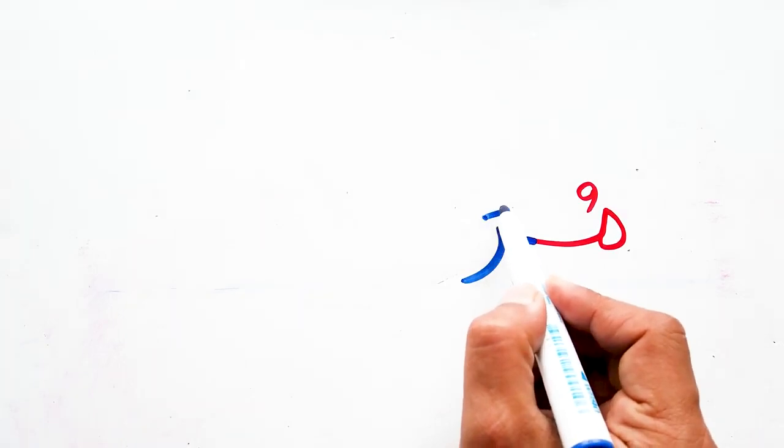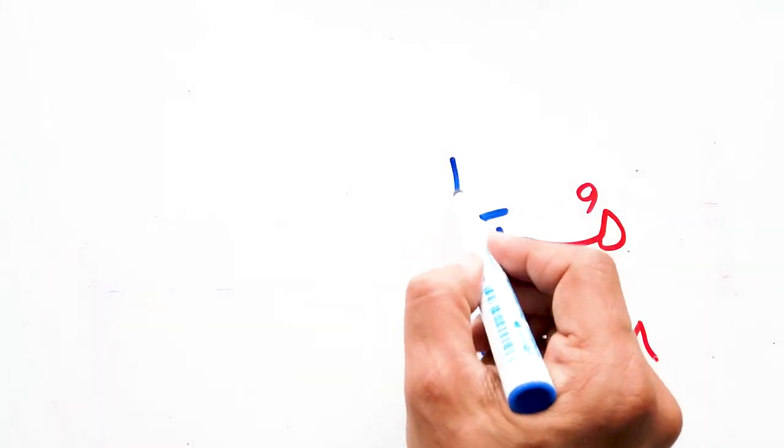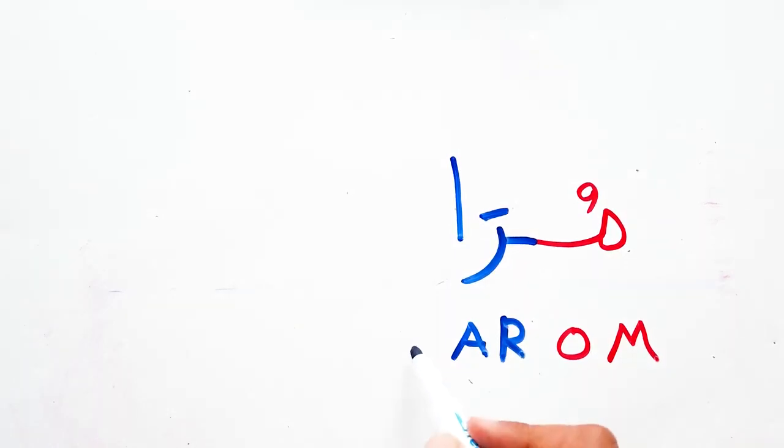Ra. The sound of A, we have fatha, so let's add A here. This one sounds like A. Ra, and this one sounds like O. Mura. Long vowel alif, so let's add another A here. Ra.